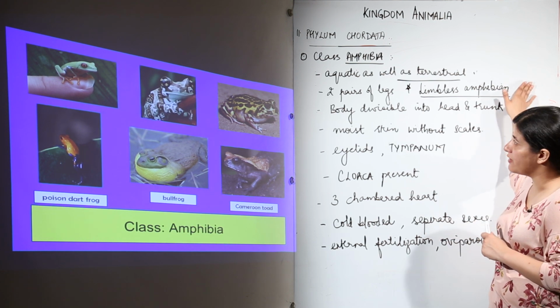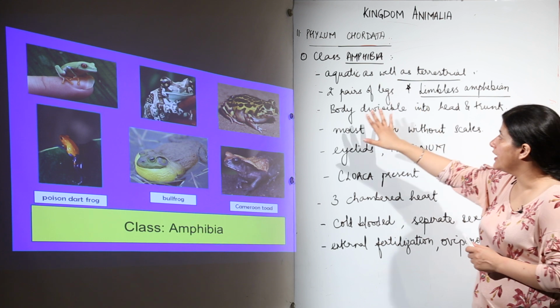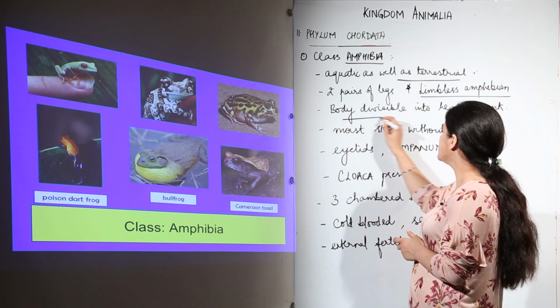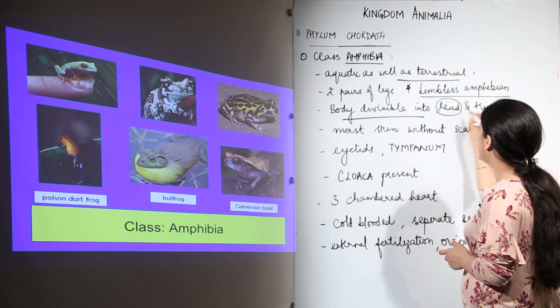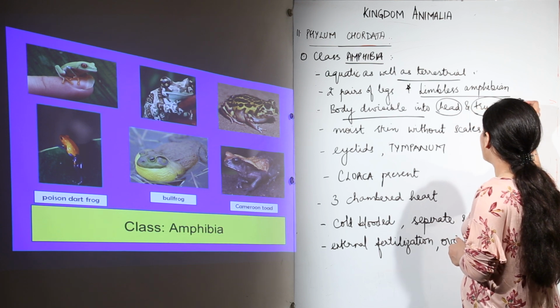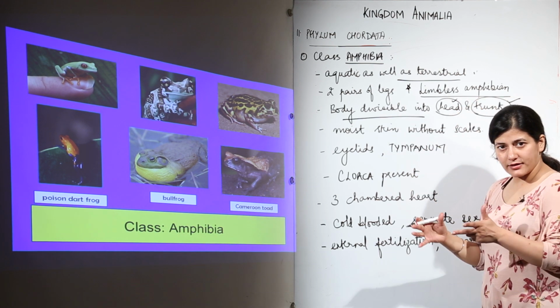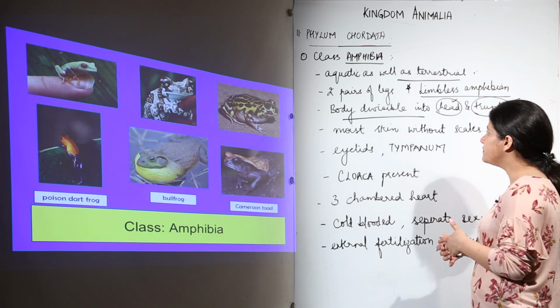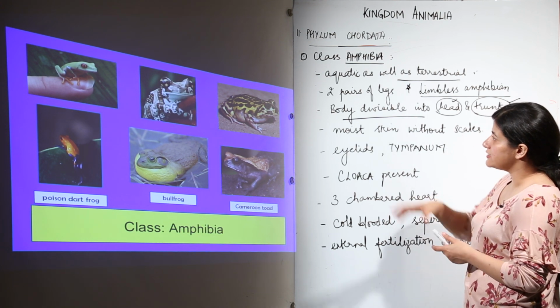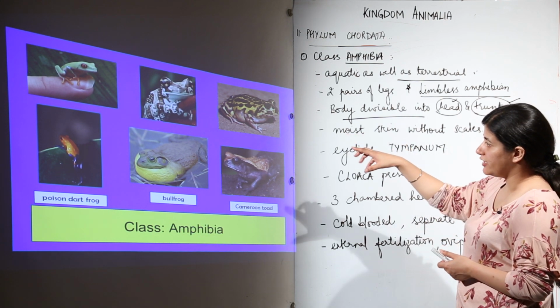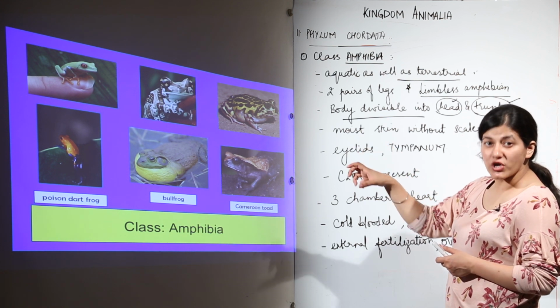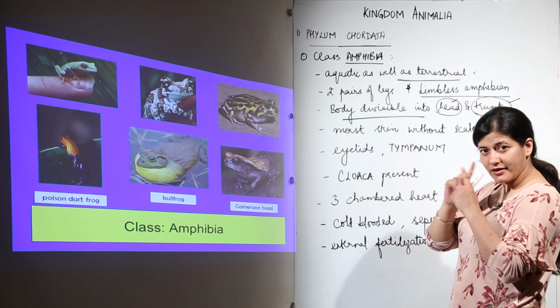One is limbless amphibian, the others have two pairs of legs. Now, the body is divisible into two parts. One is head and the other one is trunk. Now, except for the head part, the rest of the entire body would be trunk. Now, as you can see over here in this picture only, you can make it out that the skin is moist. So, they have moist skin and there are no scales.